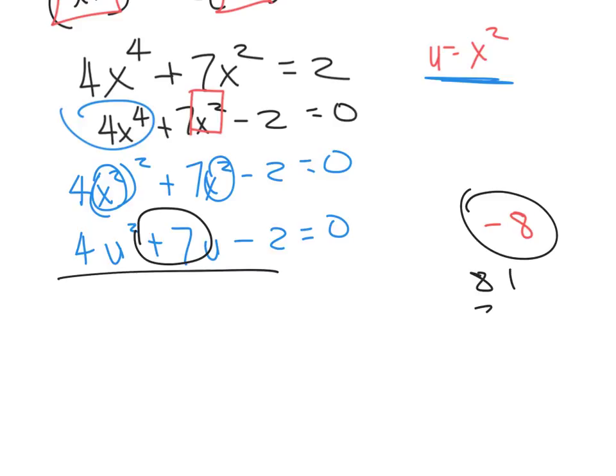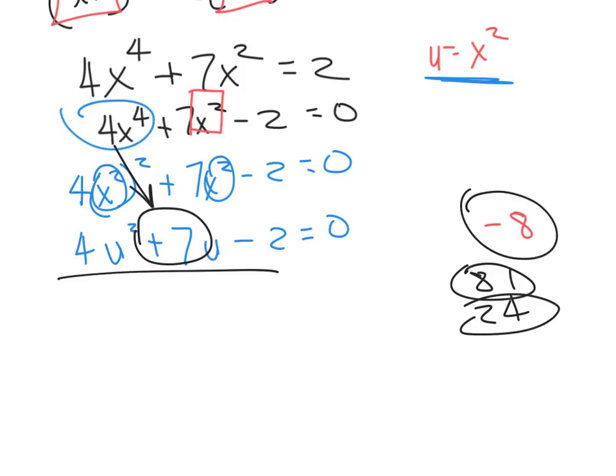8 and 1, 2 and 4. So, is there a way I could get a 7 with 2 and 4? No, 2 plus 4 is 6. Difference between 2 and 4 is 2. But 8 and 1 is 9, but 8 minus 1 is 7. So I can use 8 and 1.